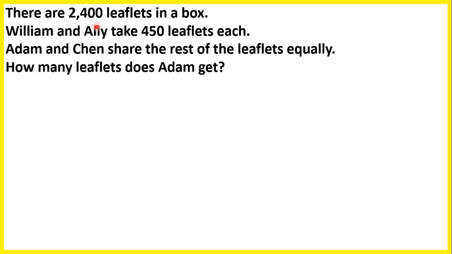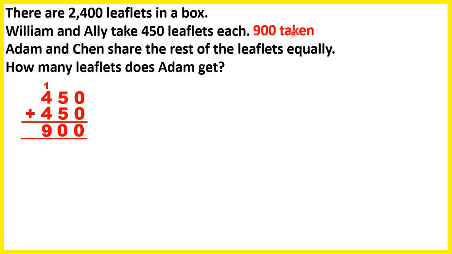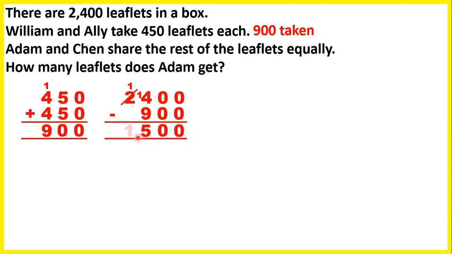So we know that William and Ali take 450 each. So if both of them take 450, they take 900 altogether. So of the 2,400 leaflets, 900 are taken. So to find the rest of the leaflets, we need to subtract the 900 that have been taken from the 2,400 that we started with, and that gives us 1,500 leaflets to be shared equally between Adam and Chen.